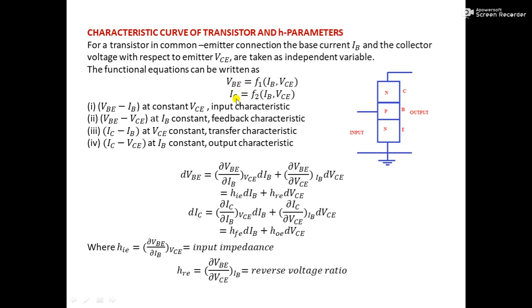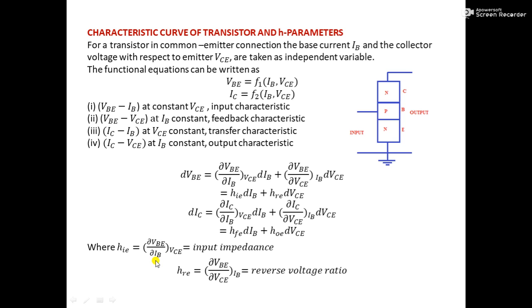Now differentiate these two functional equations. Differentiating, dVBE is equal to del VBE by del IB, taking VCE as constant, dIB, plus del VBE by del VCE at IB constant, dVCE. We can write this equation as: del VBE divided by del IB at VCE constant. So this is voltage by current. It has the dimension of resistance.